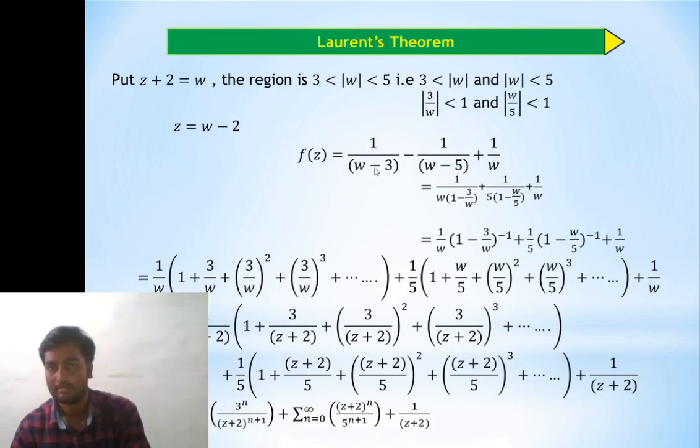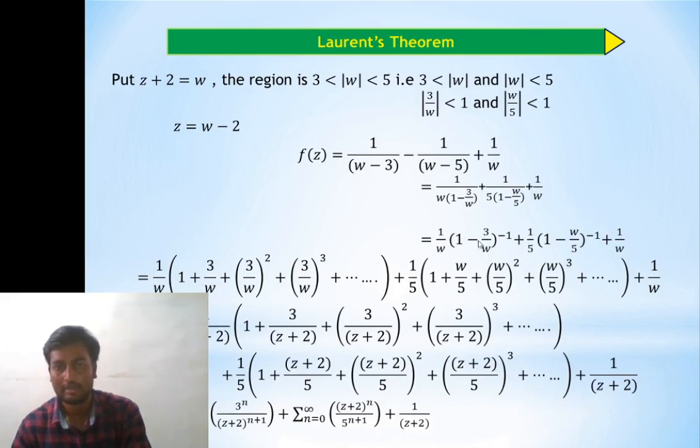Now 3 by w is what you want, so take w as common: w times 1 minus 3 by w. Next, w by 5 is what you need, so take minus 5 as common. So your series looks like this.